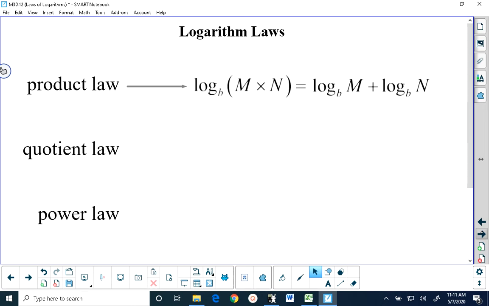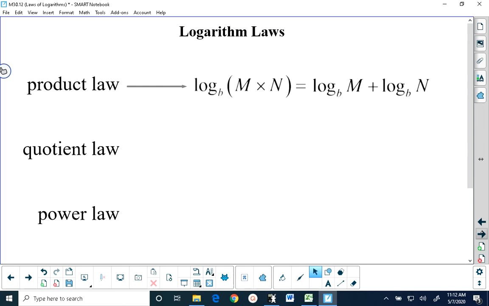The first law is the product law. And what it says is that the logarithm of a product is equal to the sum of the logarithms. We can read this mathematically as log base b of m multiplied by n equals log base b of m plus log base b of n. But I think the words are just as important as the equation. The logarithm of a product is equal to the sum of the individual logarithms.